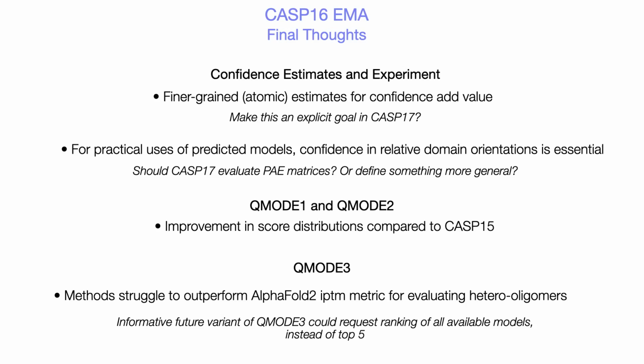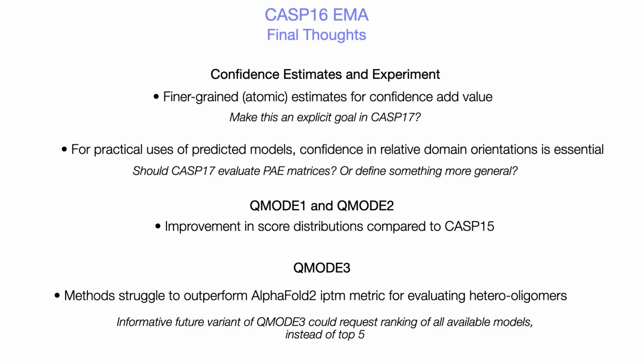And the other interesting point of discussion maybe for later in the conference is the fact that from a practical experimental perspective, the confidence in the relative orientation of domains is very important. So there's maybe something to be said about whether PAE matrices or some more general version of PAE matrices should be considered also as an evaluation category in CASP 17. For QMode 1 and 2, I think there was a nice slide that Randy showed from Gabriel where we have seen that there's been improvement in the overall scores for the top performing groups compared to CASP 15, so there's been some improvement there.